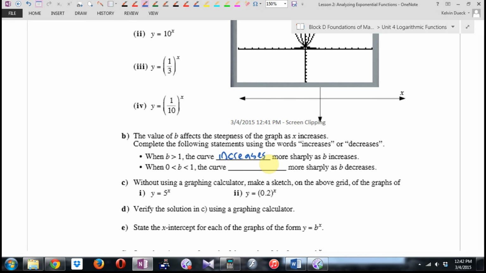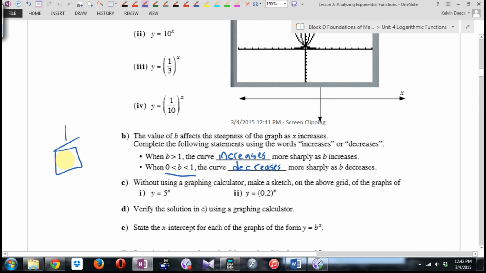And then here's how I write when b is a fraction, when it's between 0 and 1, because that's what a fraction is, because we did say b to be positive. It decreases more sharply as b decreases. Wait a minute, Mr. Dueck. I thought you said as b gets bigger, it gets steeper. But if it's a fraction, if this number gets bigger, the overall answer gets smaller, which is why we did say technically it's decreasing when you have a bigger number at the bottom. You get steeper faster.